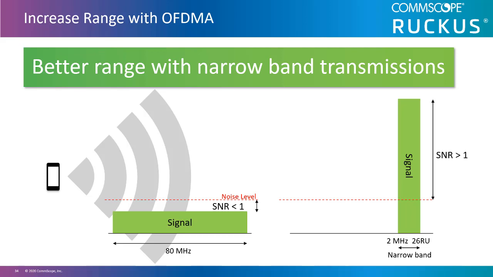The green rectangle is my power, and the power is spread over a much narrower band. Now the signal looks very thick and tall. It's going to be much stronger than the noise when the signal reaches the AP. This is how LTE does it today. The same phone can talk to a faraway base station because it's using a narrower spectrum to talk.